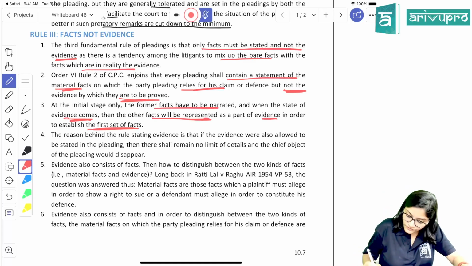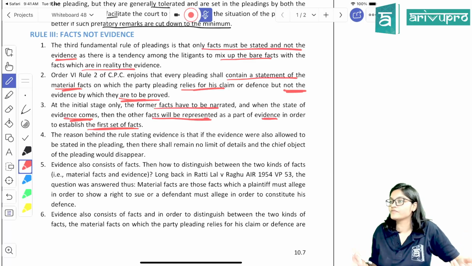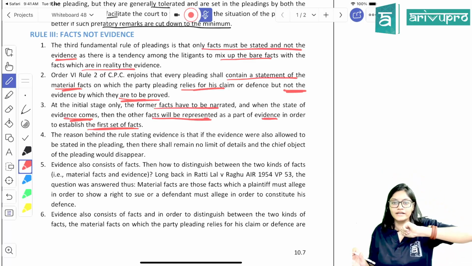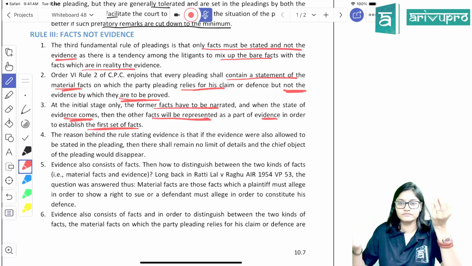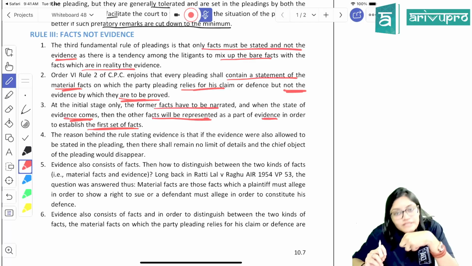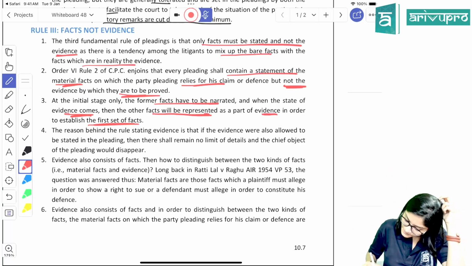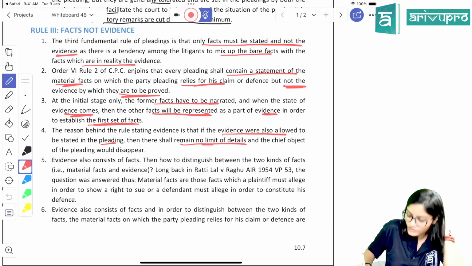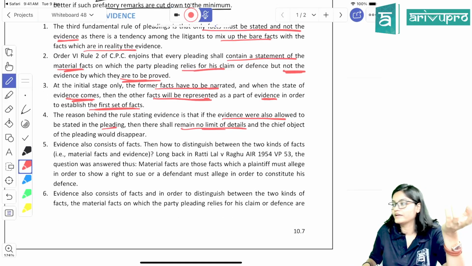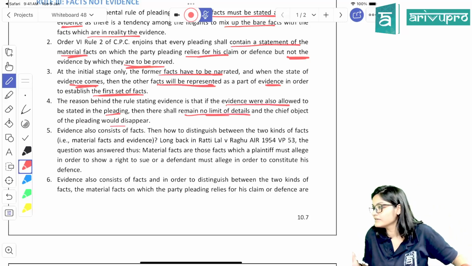Why? Because if we allow, there will be no limit only to prove the evidence. For example, video cameras were there, right? So let us say CD of that camera, recording. All these are what? Evidences which will help you to prove the facts. So the reason behind the rule against stating the evidence is that if the evidence were allowed to be stated in the pleading, then there shall remain no limit of detail only. And the chief object of pleading would only disappear because there is no limit on evidences, right?